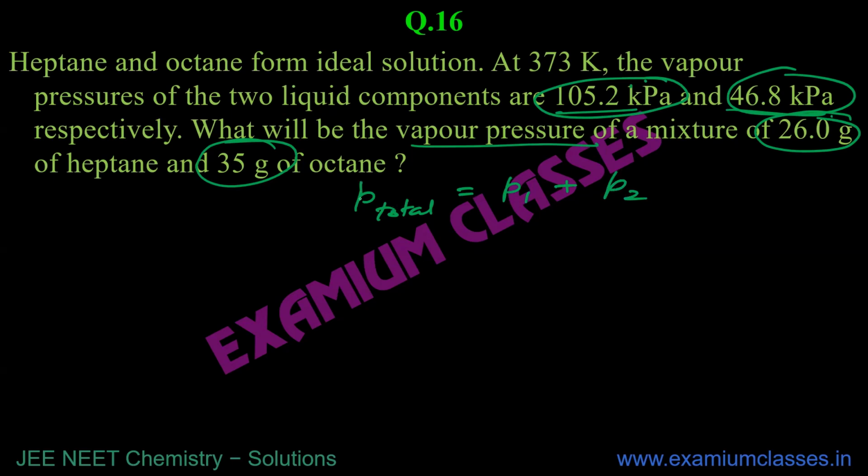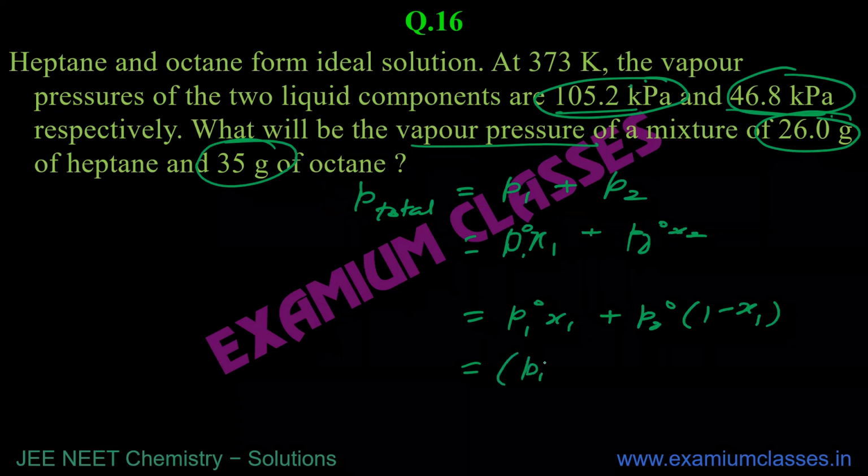Obviously you write this formula as P1 naught X1 plus P2 naught X2. And then here you write P1 naught X1 plus P2 naught, and here you write 1 minus X1. And that's why you get that formula.